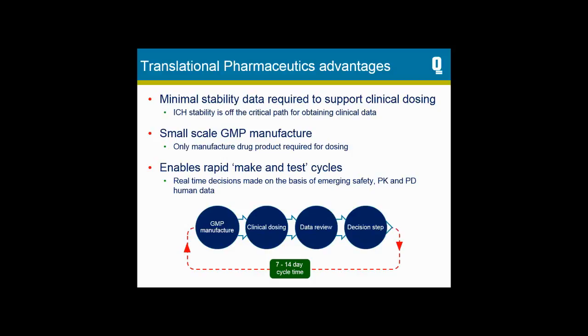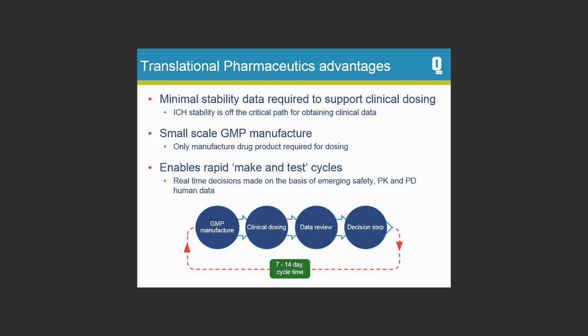This means that real-time decisions can be made on the basis of emerging safety, PK, and PD data, and that decision can influence the drug product that is manufactured and dosed in the subsequent dosing period. This will typically happen on a 7 to 14-day cycle time, really allowing this process to occur without significantly extending the clinical phase of the trial.